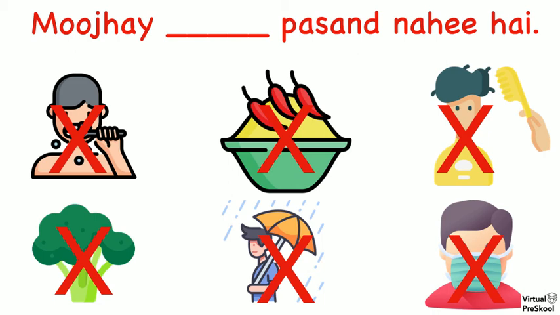Or, I don't like spicy food. How would you say, I don't like spicy food? Mujhe spicy food pasand nahi hai. Or you can use the Hindi words for spicy food. You can say, mujhe mirchi khana pasand nahi hai.